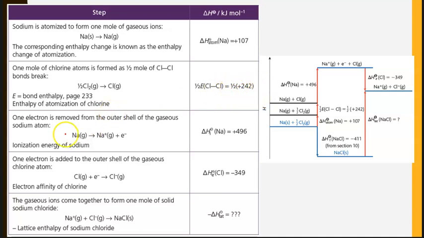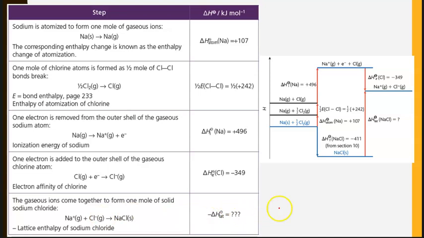Okay, so when we remove an electron from the outer shell, we have the ionization of sodium. We're going to get that from table 8, section 8, for the ionization energy of sodium, positive 496. Then we have the electron affinity of chlorine. Now we are talking electron affinity of a full mole, so this just comes off the table. Then what we want to work out is the enthalpy of lattice formation of the sodium chloride.